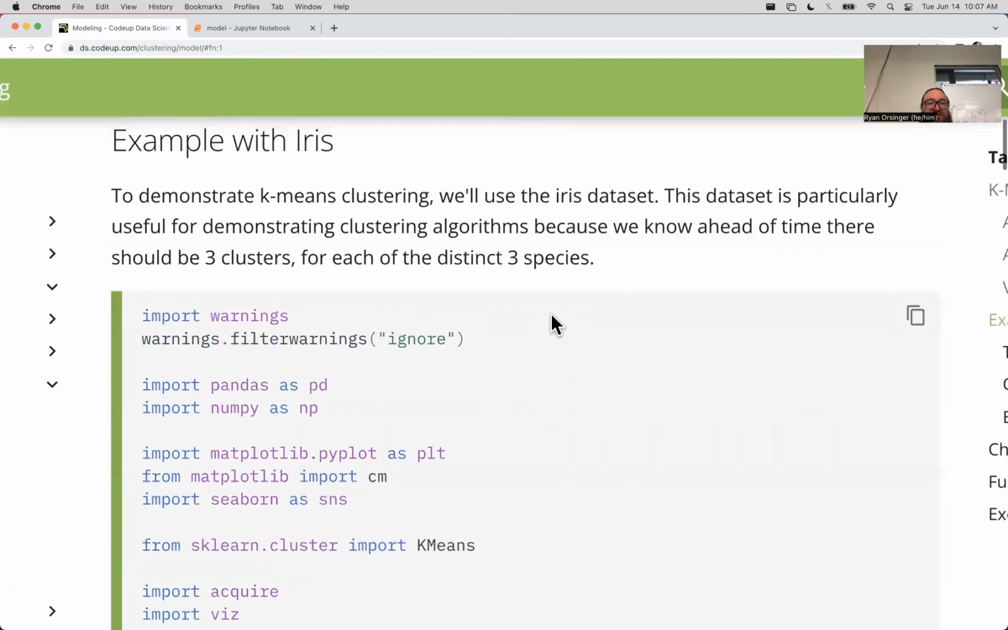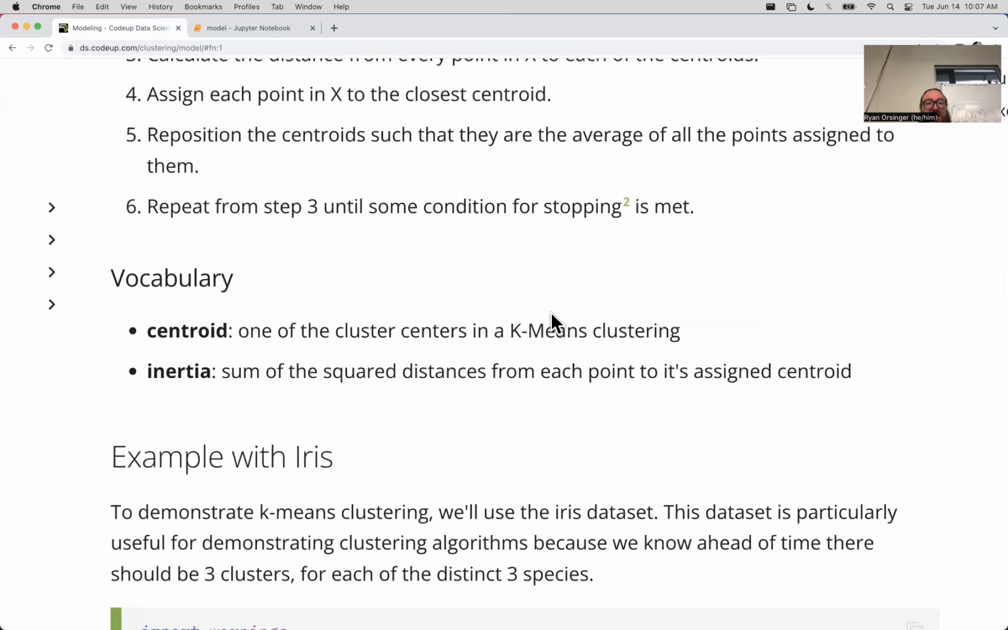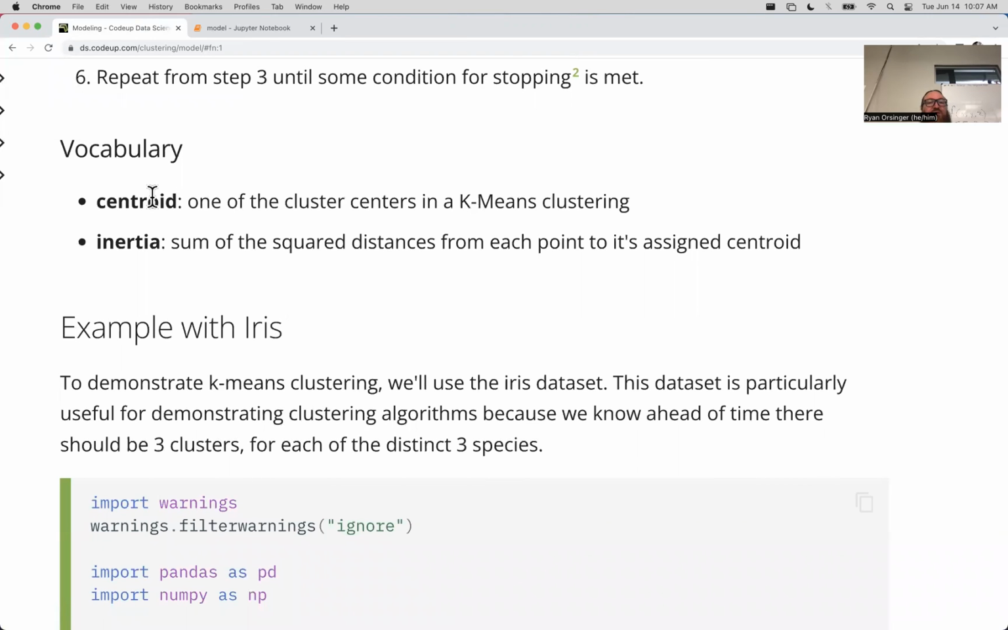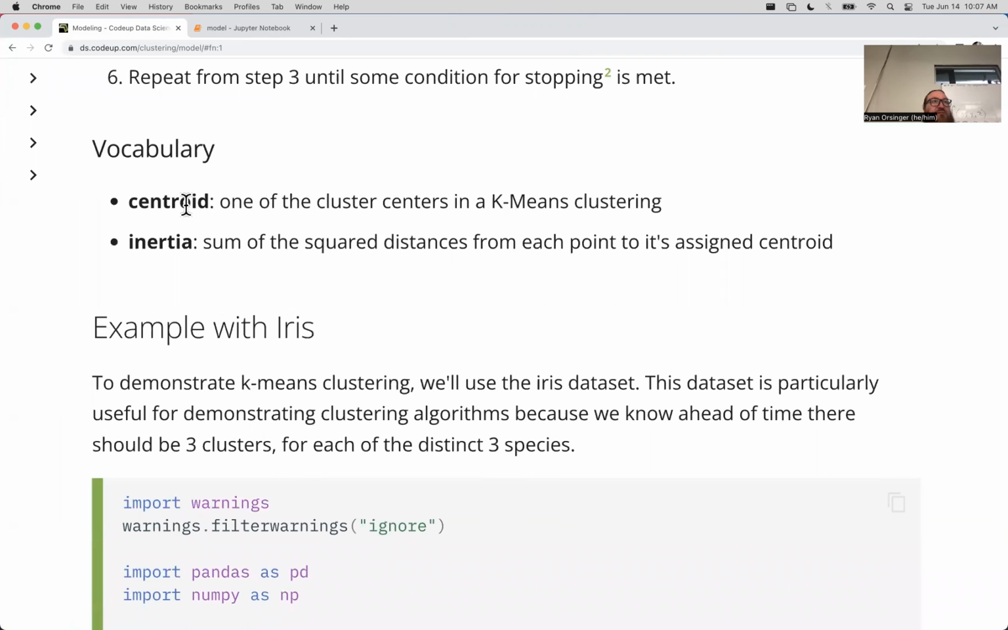Underneath the hood, it's an iterative process. There's some randomness involved. And we have 2 pieces of vocabulary. Centroid, that is one of the cluster centers. And there's another vocabulary term that's going to help us a little bit later when we decide how to determine k, and that's inertia. Inertia is the sum of the squared distances from each point to its assigned centroid. So it's not really error because these aren't predictions, but this is telling us basically how much distance there is between all the data points and the assigned centroid.